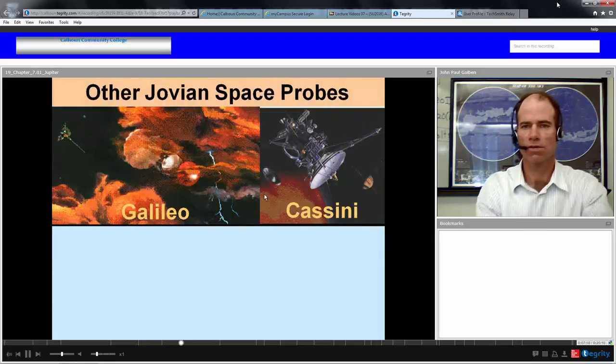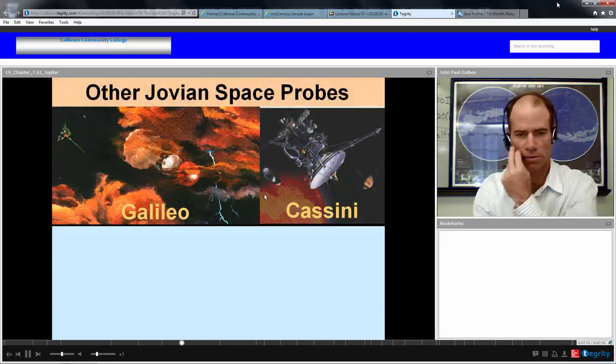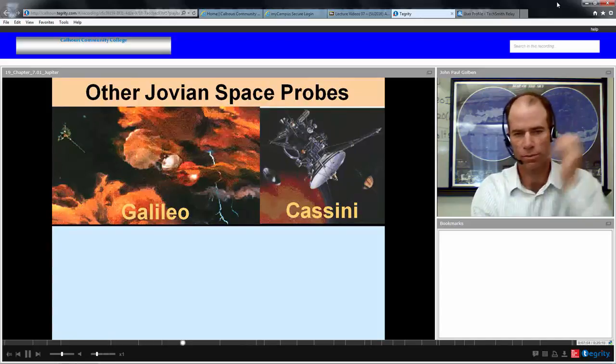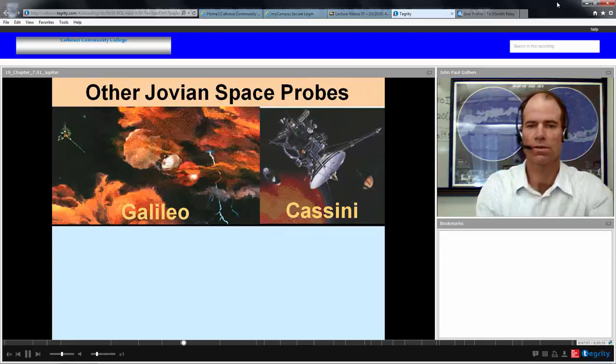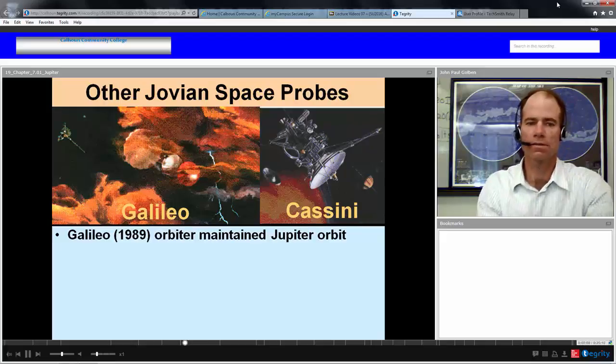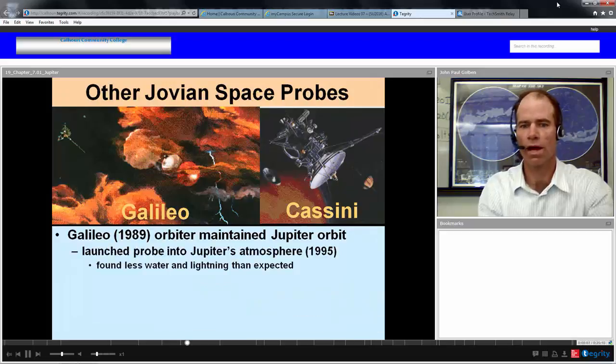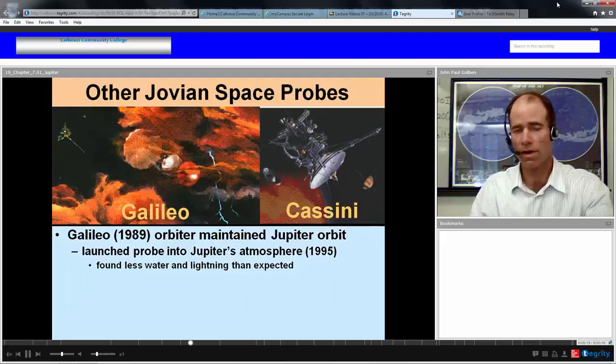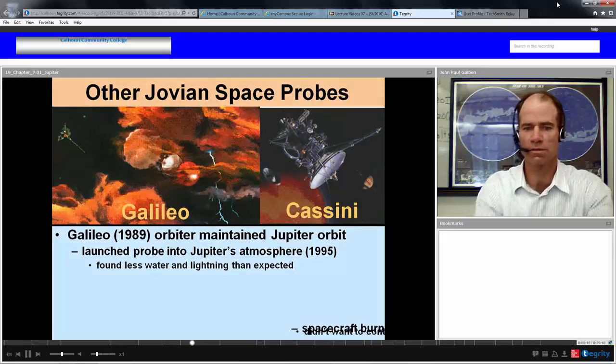Here's some other Jovian space probes. In recent years, we have gone back to Jupiter and Saturn through the Galileo and Cassini spacecraft. Galileo, launched in 1989, maintained Jupiter orbit for quite a while. It launched a probe into Jupiter's atmosphere in 1995, and as a result of that probe, found less water and lightning than expected in the atmosphere of Jupiter.